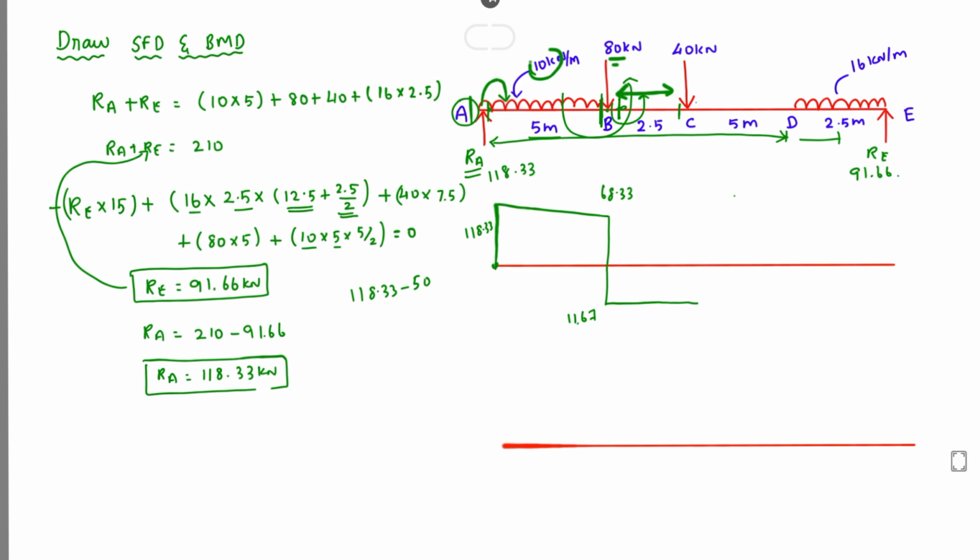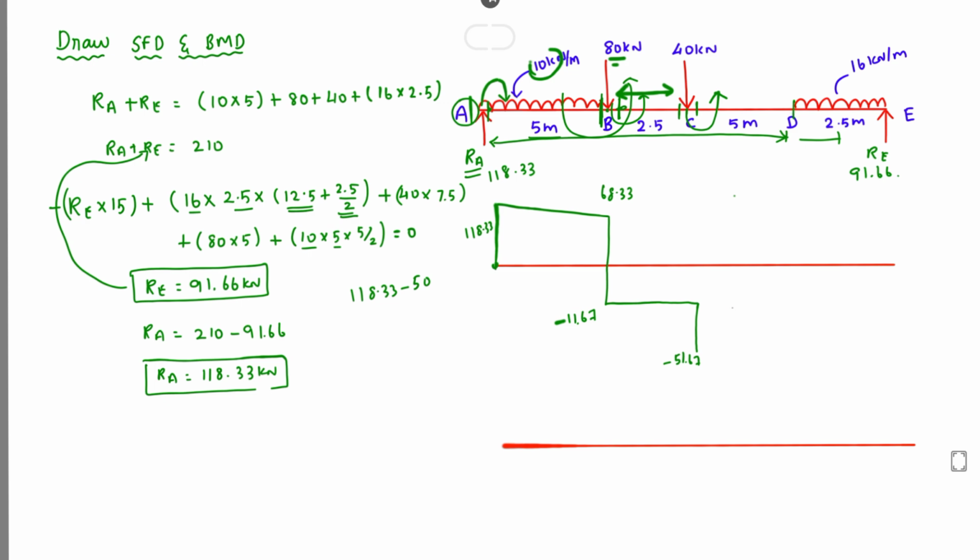Now we can take the C right side. On the C right side we have the anti-clockwise force, that is 40 kilonewton. So again we have minus 11.67, again minus 40, that is minus 51.67. Okay, so minus 51.67.